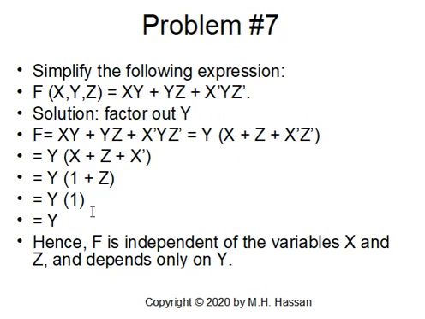Problem number 7: we would like to simplify the following expression, xy or yz or x'yz. Here we will factor y out, and you will get x or z or x'z'. Since we have z or x'z', this will be converted to z or x'. We have a theorem on this. Now x or x' gives me 1, 1 or z will be 1. So 1 and y is y, and the output will be y. So the output is independent of the two variables x and z.